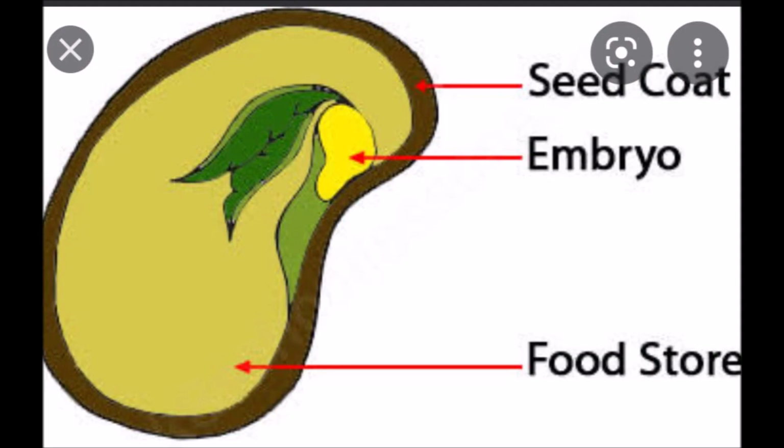What is this image? See, it is an image of a seed. What does it contain? It contains the seed coat and, inside that, the embryo. The embryo is the baby plant. Every seed contains a baby plant within it. The baby plant is called the embryo. This is the image of the embryo.